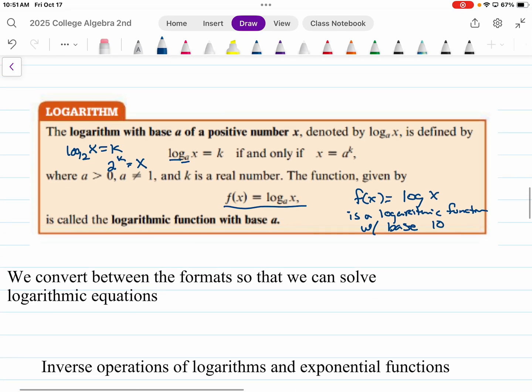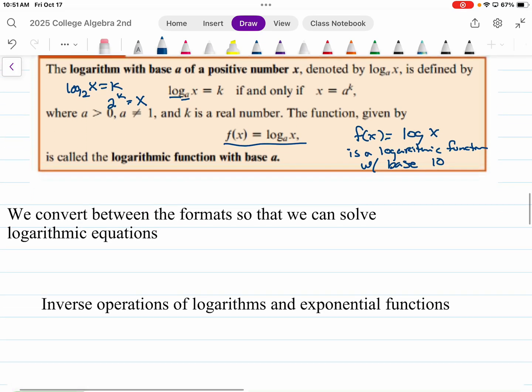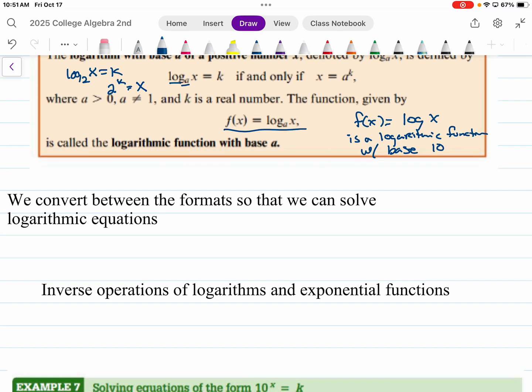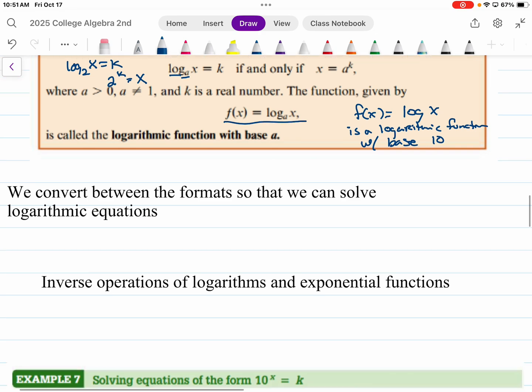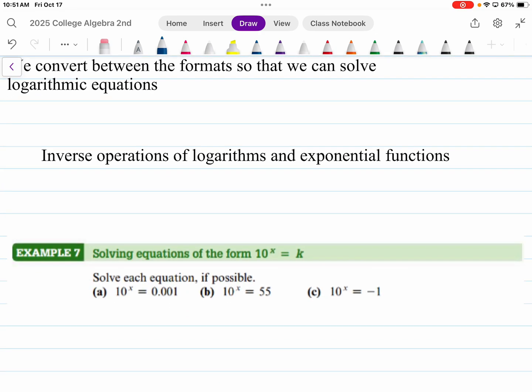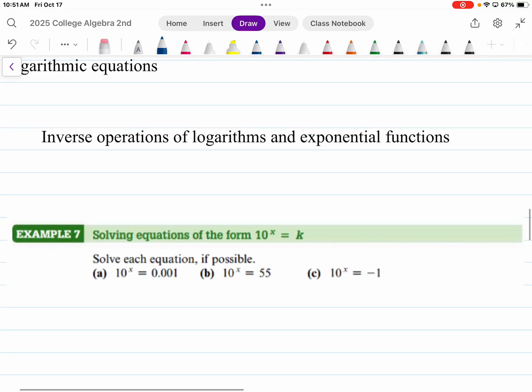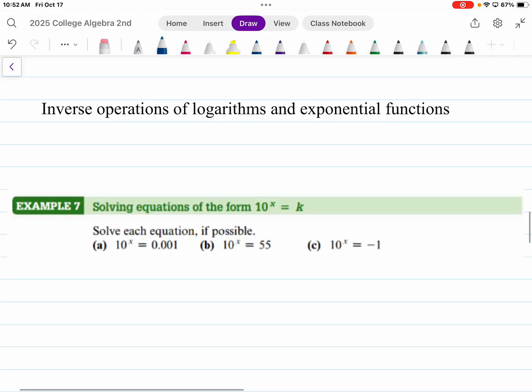Again, we convert between the two formats so we can solve logarithmic equations. So we need to go backwards and forwards and forwards and backwards. Inverse operations of logarithms and exponential functions is our next focus. How do we solve for the letter x? So we're going to use our notations of rewriting so that we can go through and solve this. And we can do it with the calculator.